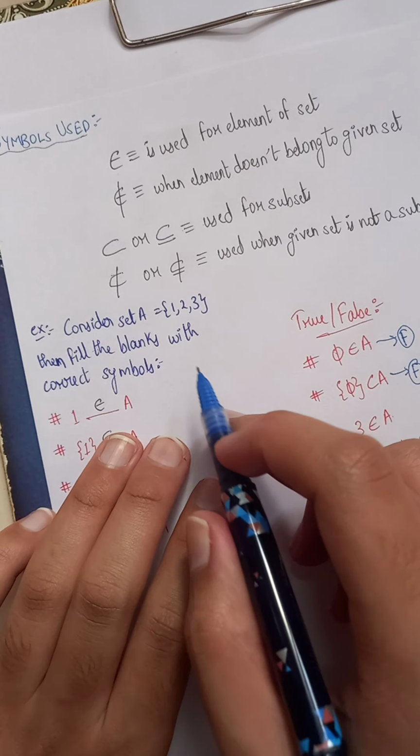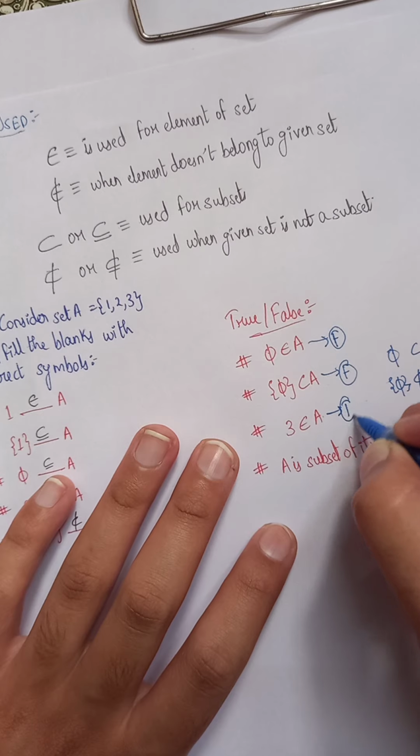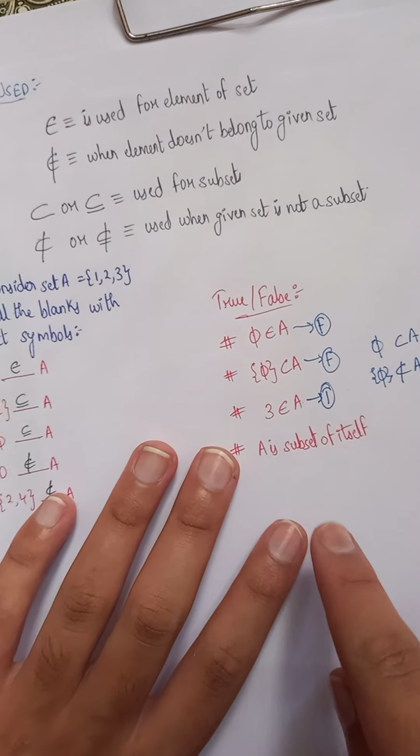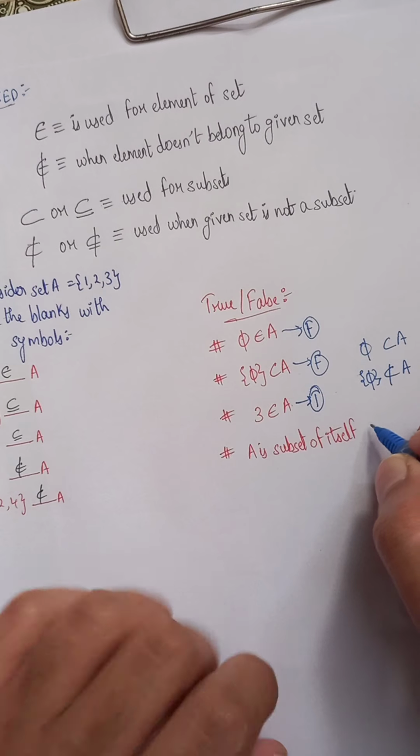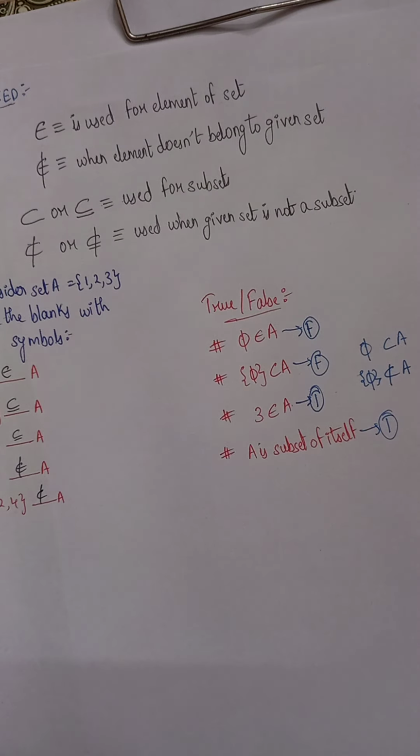3 belongs to set A, so this is true. A is a subset of itself. Yes, I've already told you that every set is a subset of itself when I was teaching the topic subsets.